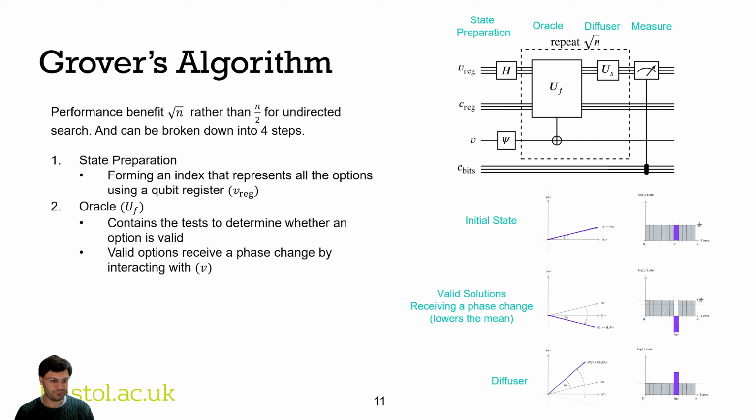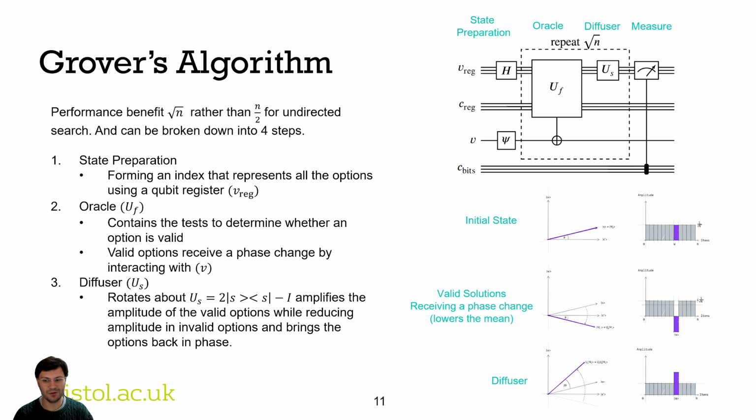We then apply the oracle, and that contains the tests to determine, out of all the solutions that exist, which ones are valid to our problem. The ones that are valid will receive a phase change by interacting with a qubit that's out of phase. That shifts it, so we then get a set of qubits that are in phase and out of phase based on whether they are valid to our problem.